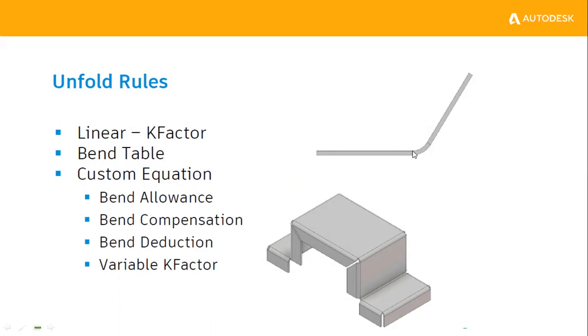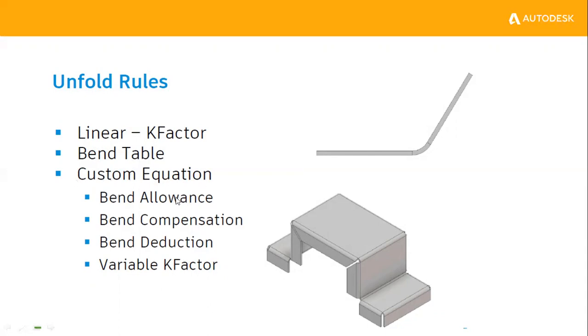So let's say if I just bend this one, you can see there is some bend compensation applied to it. That bend compensation we will calculate based on our K factor. It varies based on the manufacturers that we are going to deal with. In Inventor it gives you three methods of specifying this bend compensation. One is based on the linear K factor, next is based on the bend table, and third one is based on custom equation.